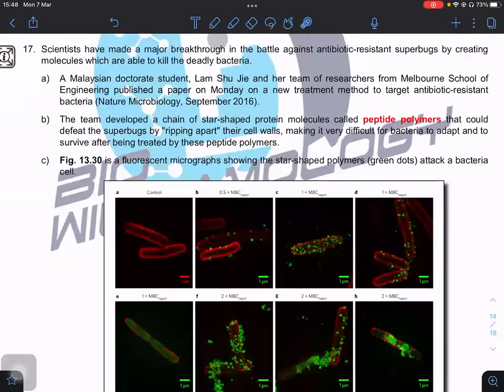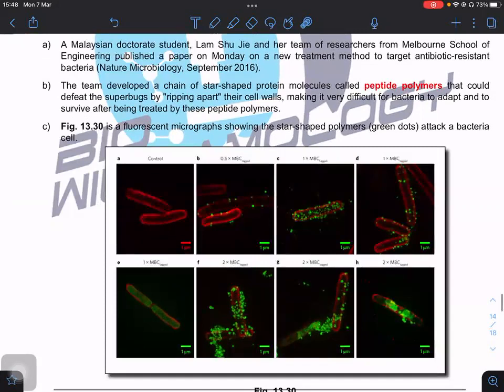And this one, Lam Sujie, I think is quite famous, this girl. Why? Because she was a Malaysian who studied in Australia. She published a paper saying that by using a peptide polymer, they can rip apart the cell wall. Can you see that? This is a bacterium. By using a one-time treatment, you can see they tag it with the green color, and this helps us rip apart the cell wall. It means they can program the polymer to rip it apart.